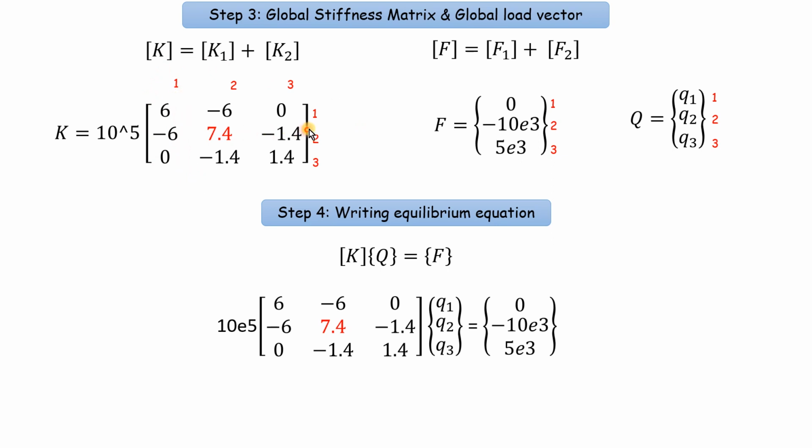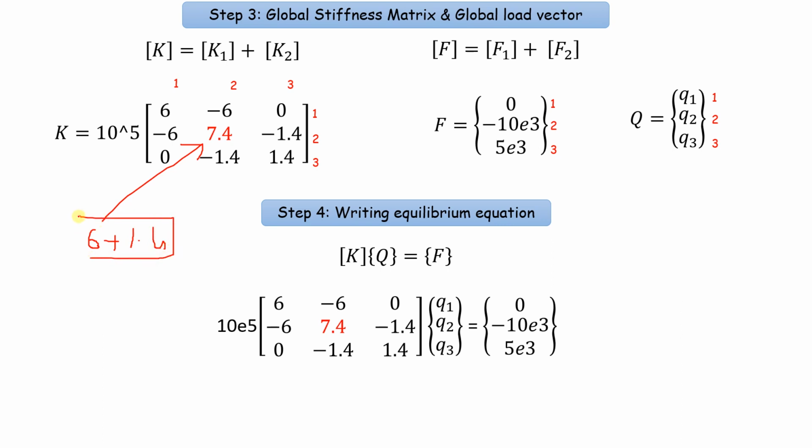So what is this K11 term from the K1 element stiffness matrix? It is 6. Similarly here minus 6, minus 6. But what about here? With respect to the first element, K22 value is 6. But with respect to the second element, there is one more K22 value, that is 1.4. So these two are added.